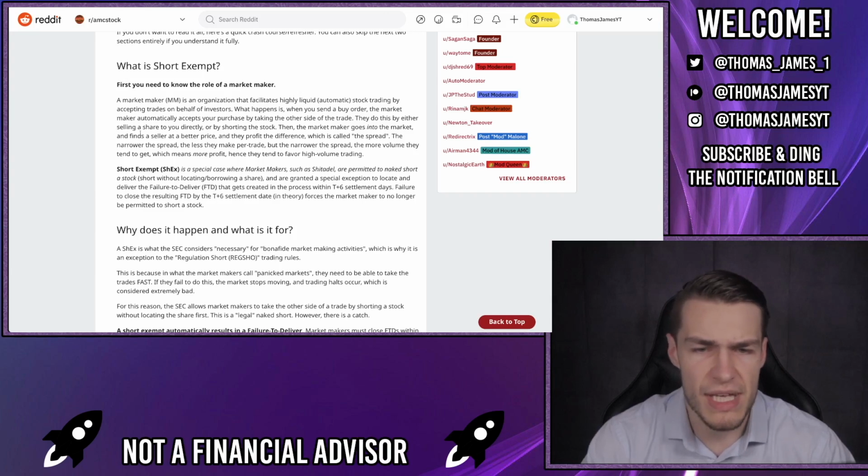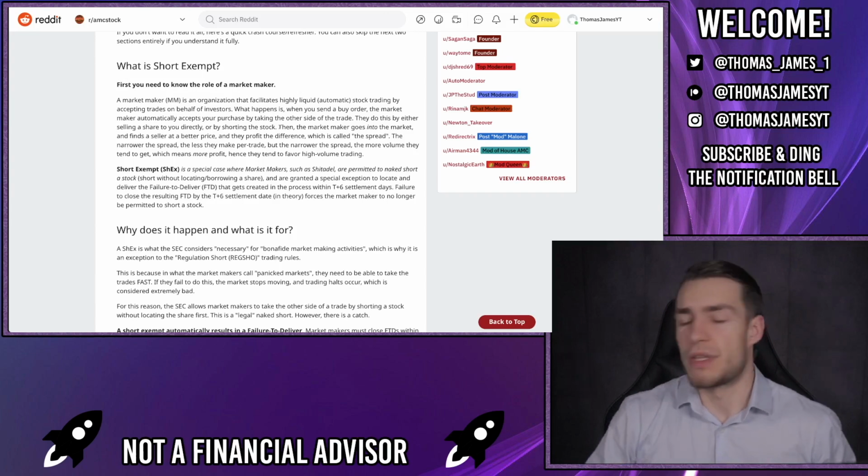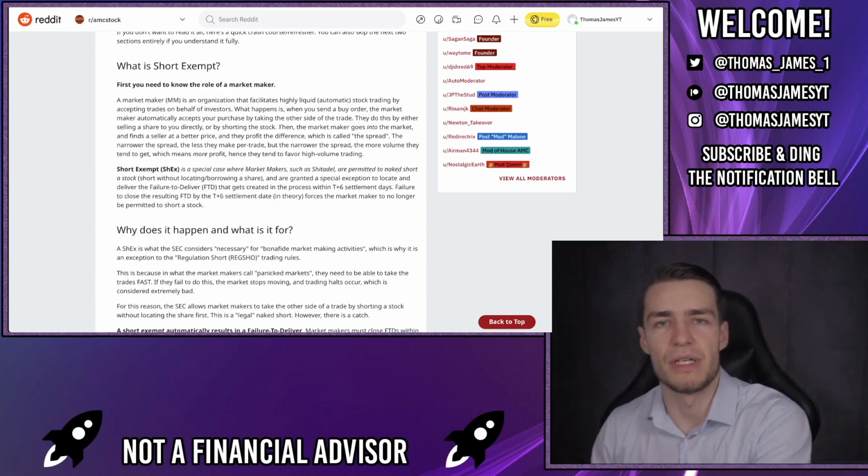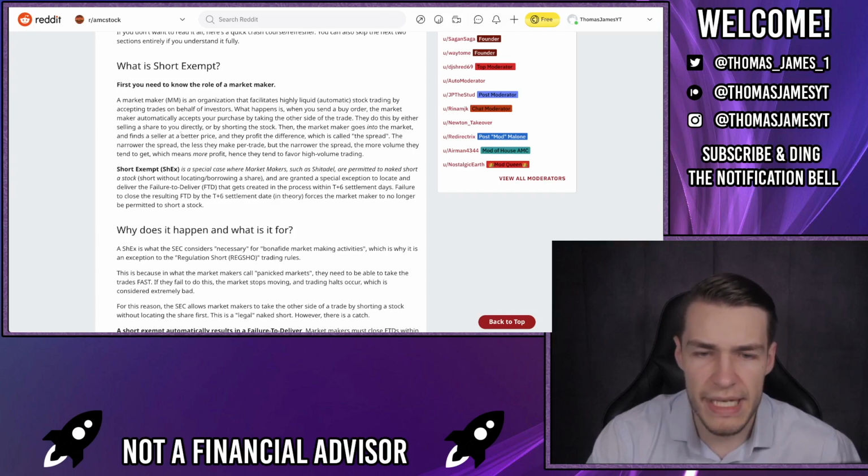They do this by either selling a share to you directly or by shorting the stock, as in selling one of the shares that they own, or they go out and locate a stock and short it effectively to you. Then the market maker goes into the market and finds a seller at a better price, and they profit the difference, which is called the spread.